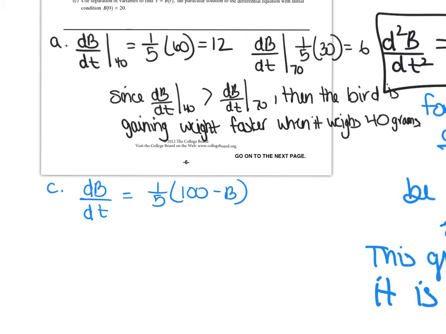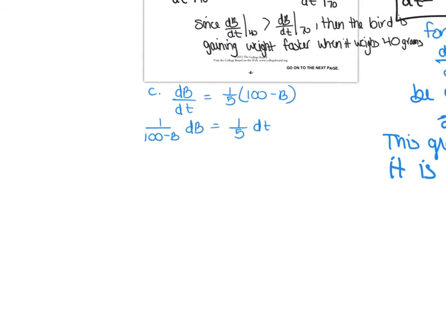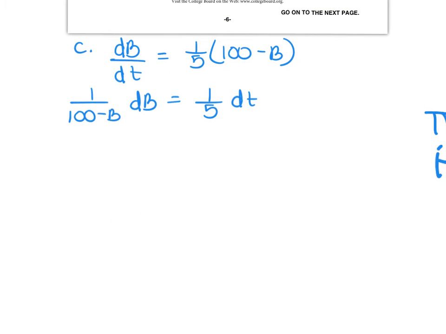And when you see to use separation of variables to find the solution to our differential equation, that means we want to get our b's to one side, everything else to the other. So I'm going to do that by dividing by that 100 minus b. So I get this equals 1/5 dt. And once I have that separated, I can introduce an integral symbol to both sides. The right side, I just get 1/5 t plus my constant.